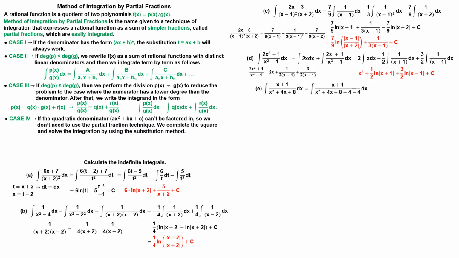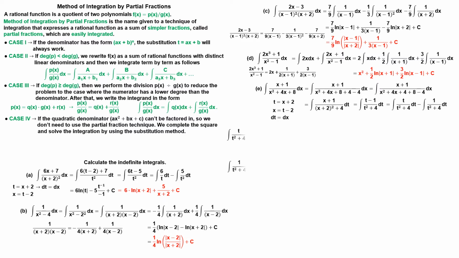So we complete the square in the denominator by adding and subtracting the number 4. The denominator in the integrand suggests we make the substitution t equals x plus 2. Then dx equals dt and x equals t minus 2. We split the integral and then we evaluate each integral. The first integral is a logarithm, and the second is done with the arctangent rule as follows.